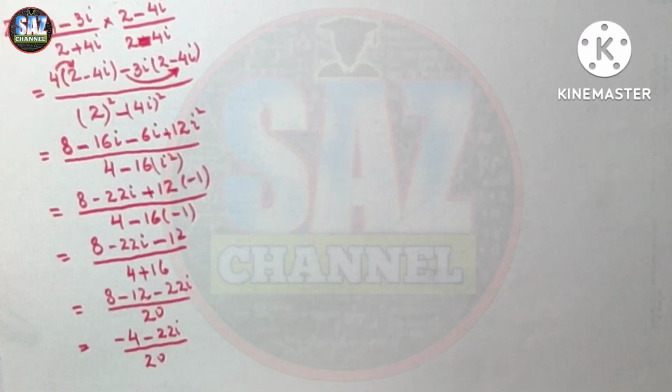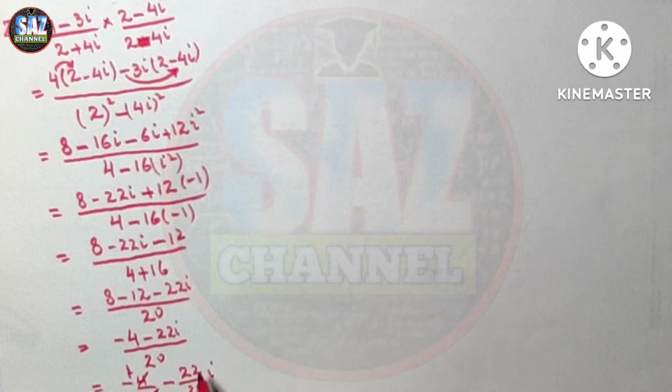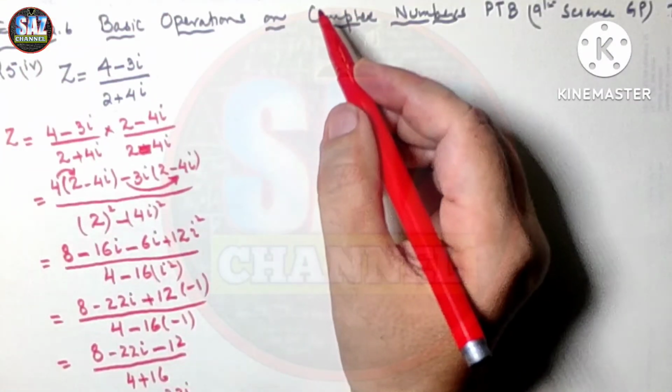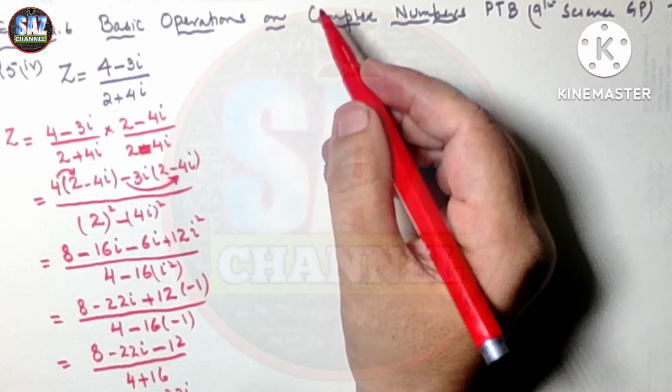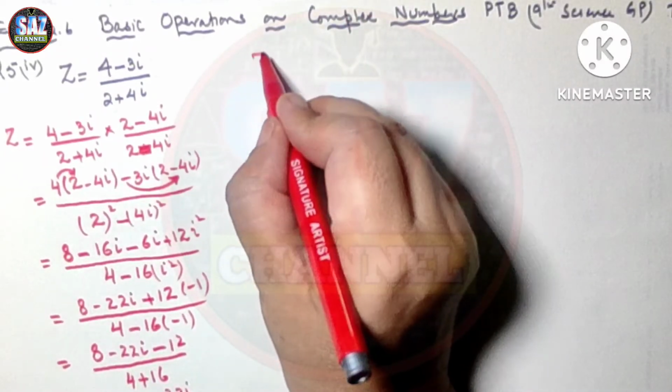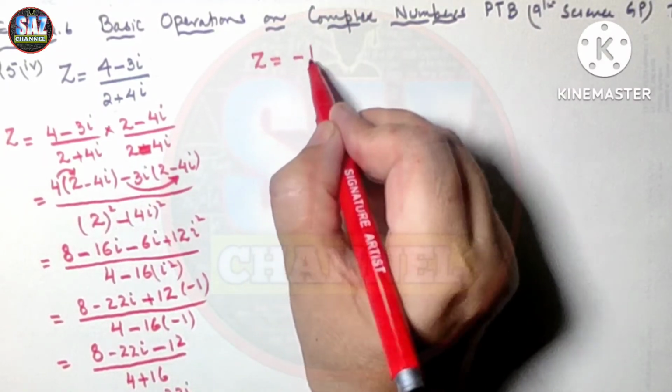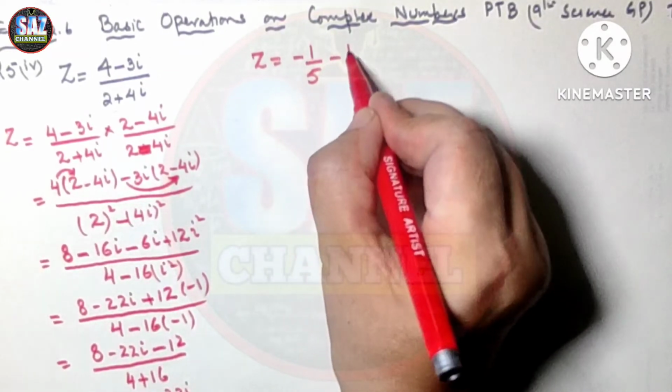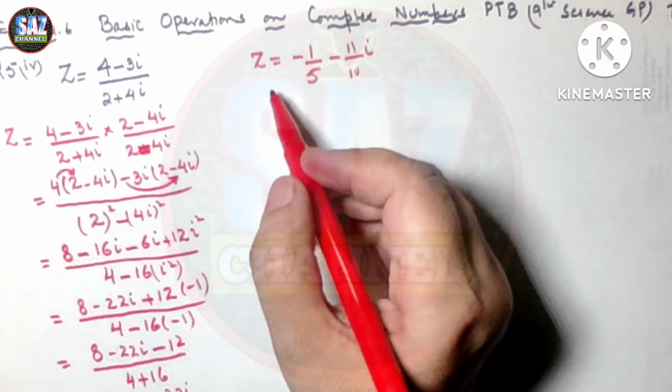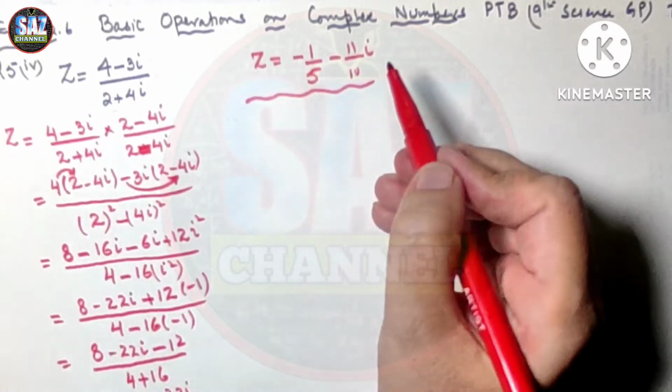Now what we can do is that 4 by 20, minus 22 by 20 iota. 2 2s are 4, 4 1s are 4, and 4 5s are 20, and 2 11s are 22, and 2 10s are 20. So the Z, which is the actual question, has taken the form minus 1 by 5 minus 11 by 10 iota. This is the simplified form of the actual question.